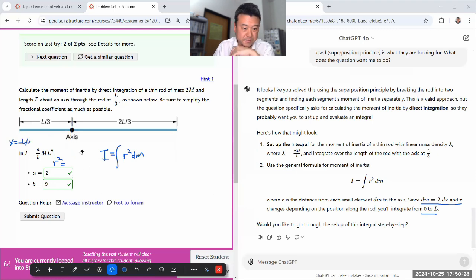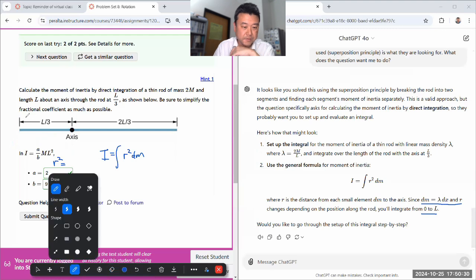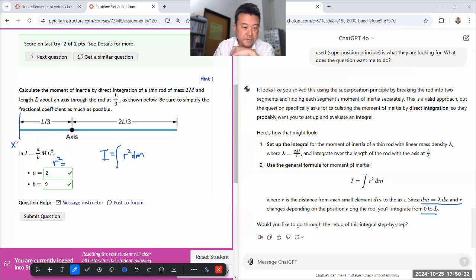I think the thing to do is let's define x is equal to 0 here. Then you need to describe r as... So when x is equal to 0, your r should be L over 3. And when x is equal to L over 3, you want r to be 0.